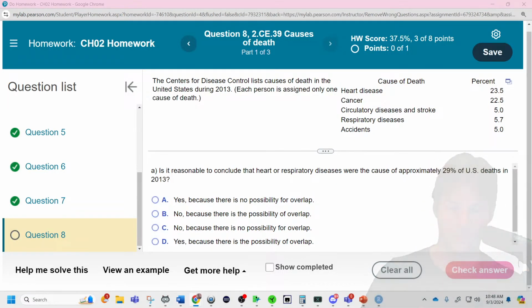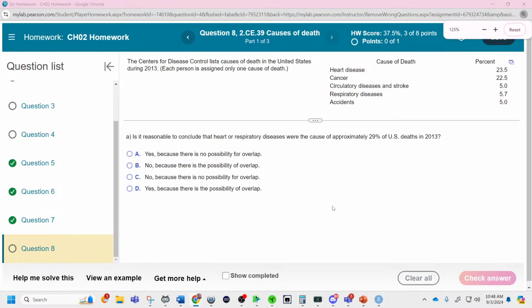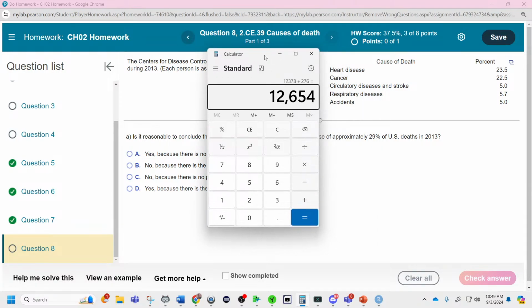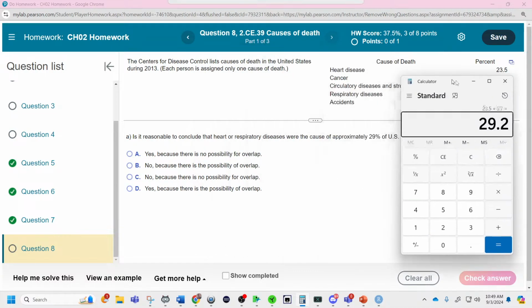Okay, so here we are. The Center for Disease Control lists the deaths from people in the U.S. Heart disease, number 1. Take care of yourself. Do some exercise. Eat well. Drink water. Get good sleep. It is reasonable to conclude that heart or respiratory disease were the cause of 29%. And it says heart or respiratory, so we need to add those. So heart is 23.5. Respiratory is 5.7. And there it is, about 29%.